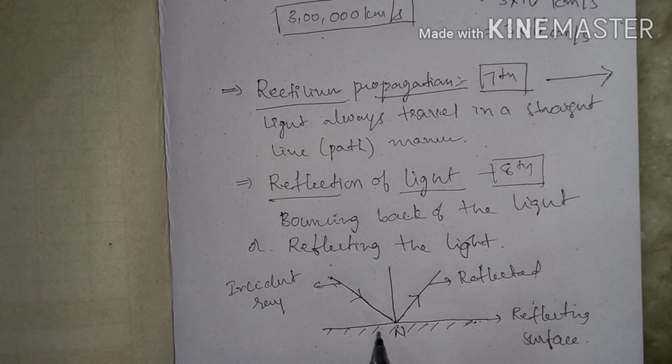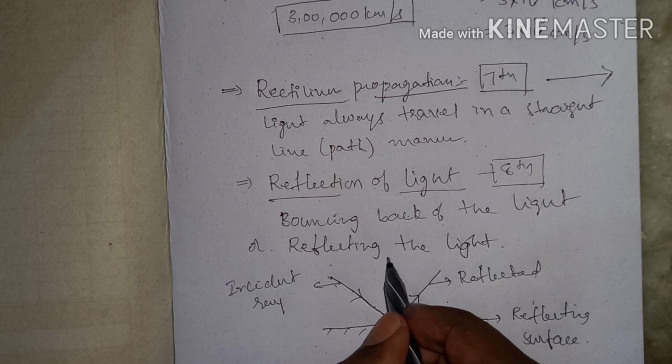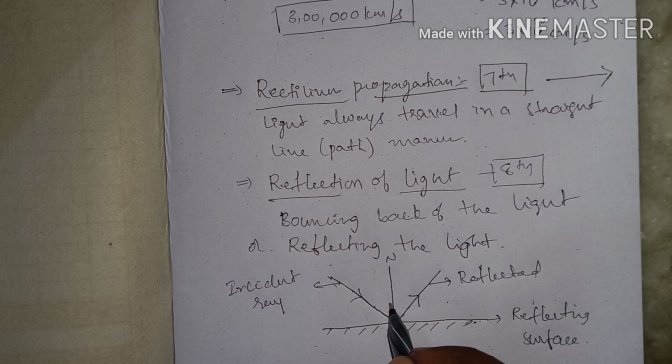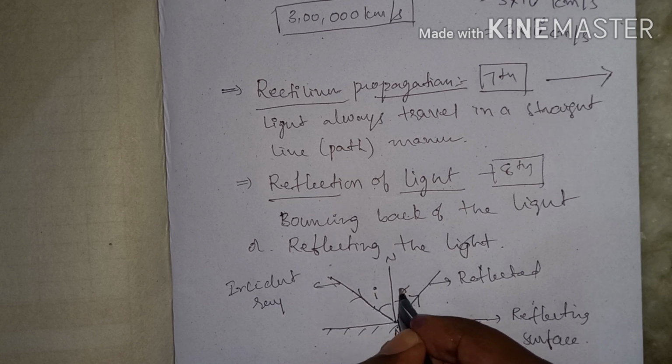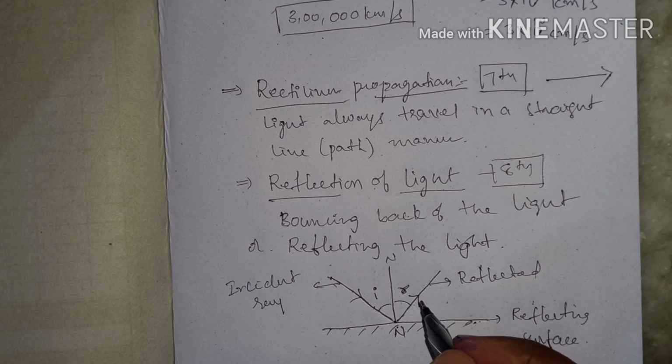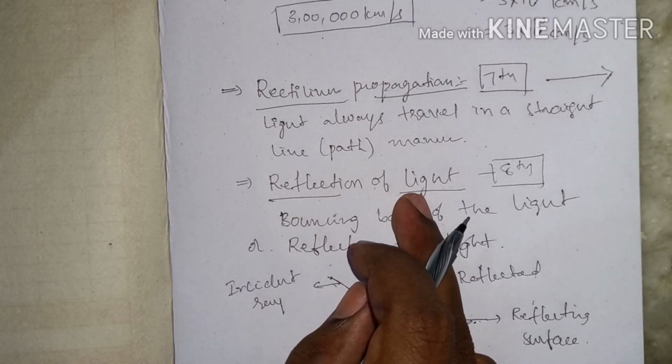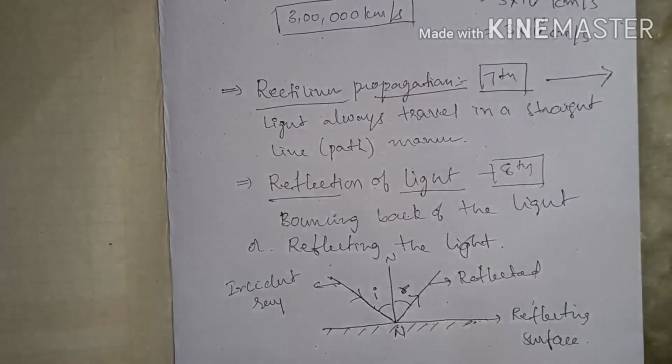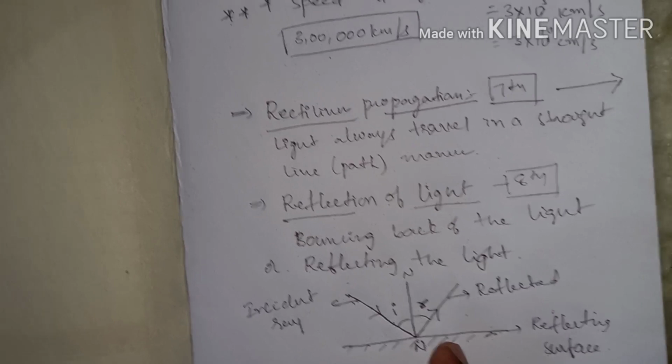While measuring the angle between the incident ray and the reflected ray with reference to the normal, this angle and this angle will both be the same. That's why this angle we call the incident angle, and this angle we call the reflected angle. While reflection of light takes place, both the incident and reflected angle will be the same. So for this we have some laws.